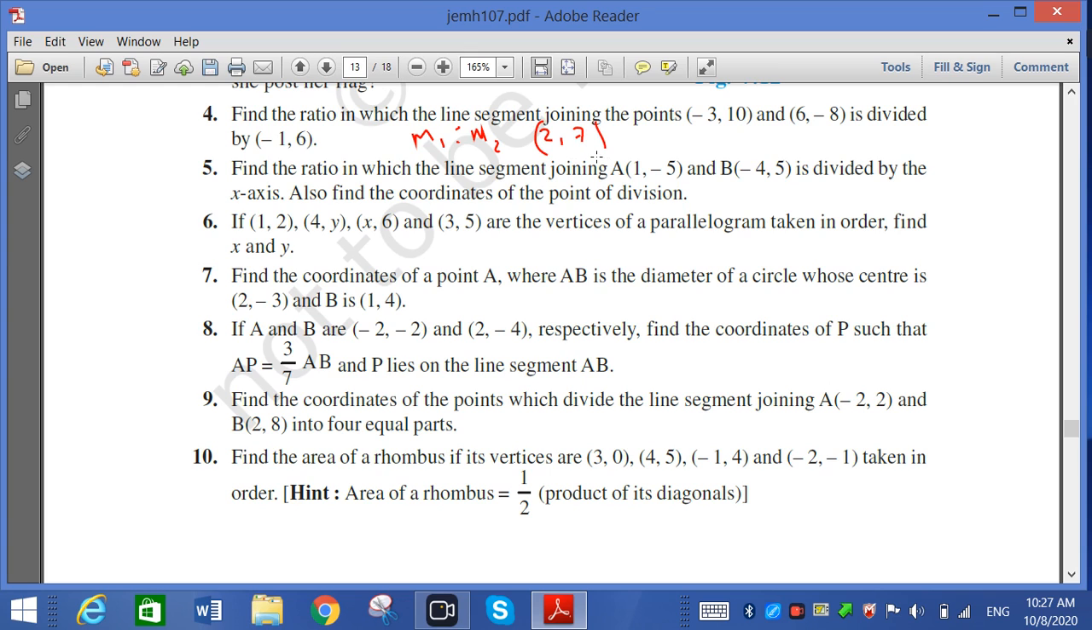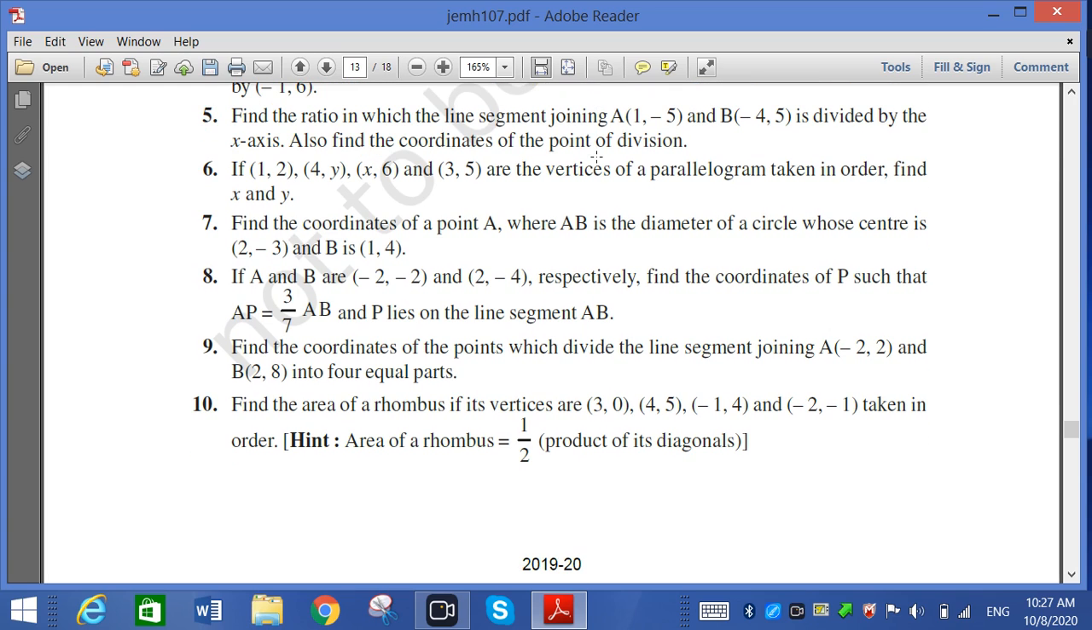Now question number 5. Find the ratio in which the line segment joining divides the x-axis. So P on the x-axis, value of y is 0. So x comma 0. So coordinate of P is x comma 0.